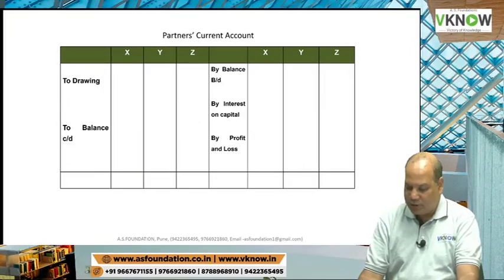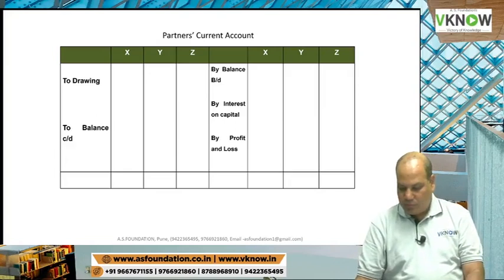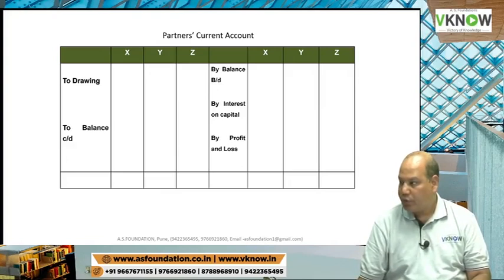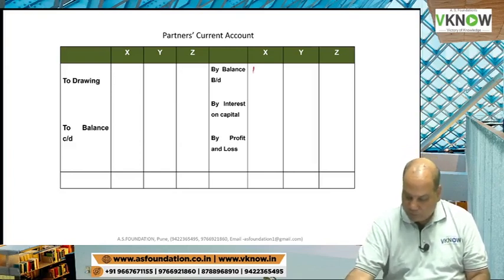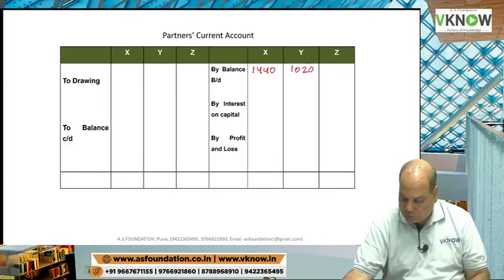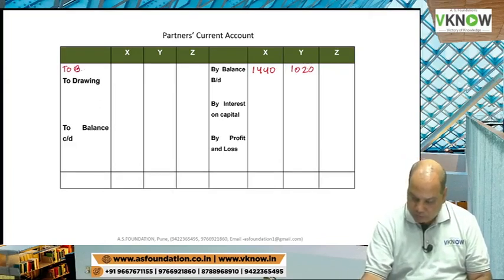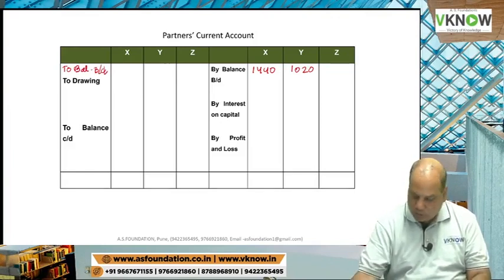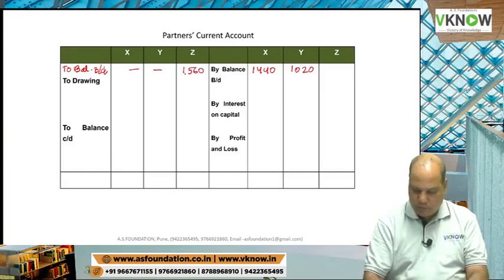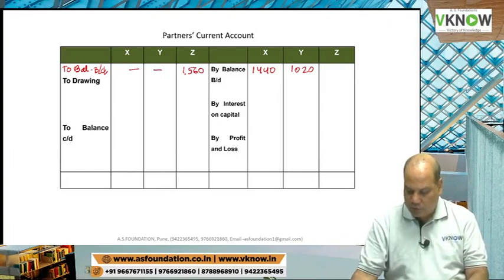Current account credit side. By balance brought down. Three columns you will draw, X, Y and Z. By balance brought down, X is 1,440. Y is 1,020. Debit side, to balance brought down, in Z column 1,560.